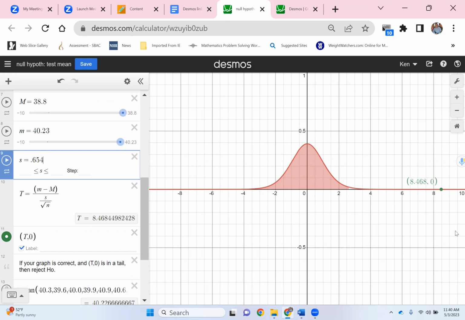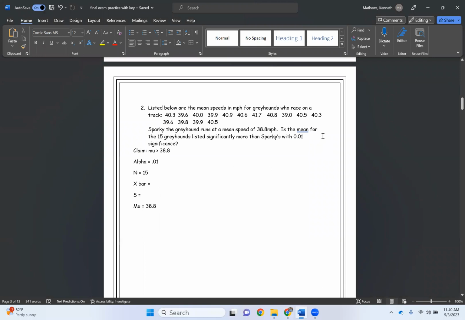Now, this is a one-tailed test to the right. Well, let's see if it's right or left. Let's go back and look at this question carefully. All right. Is the mean for the 15 greyhounds more than Sparky's? All right. So now we're ready to do our null hypothesis testing. Two. The null hypothesis is that mu is greater than 38.8. So it's a right-tailed test.